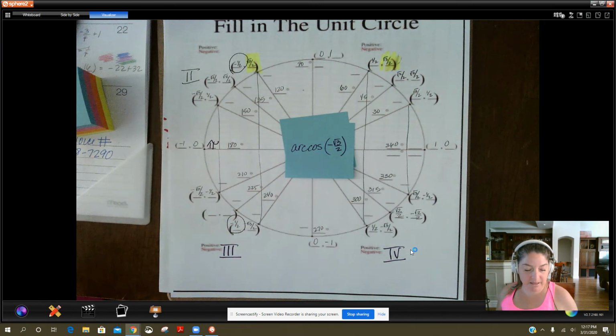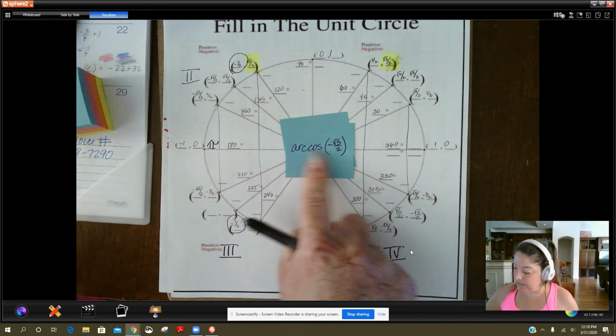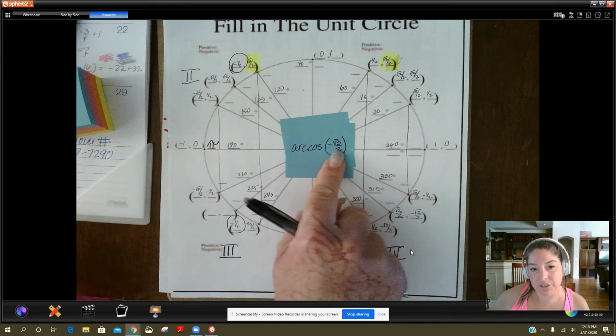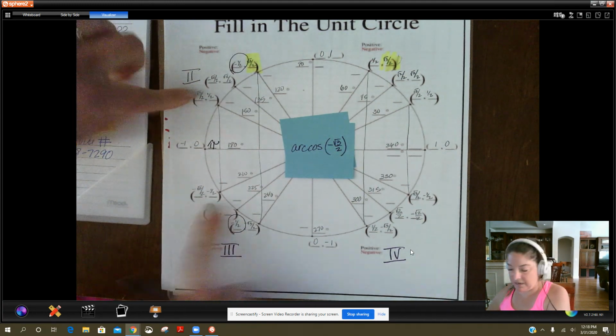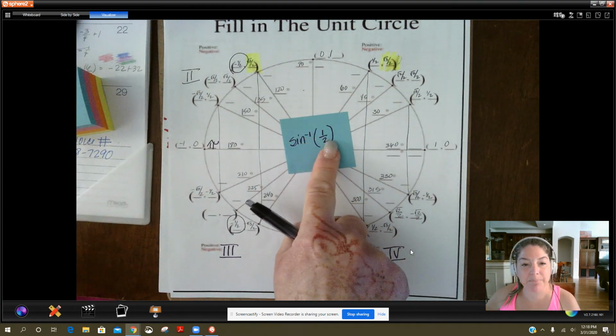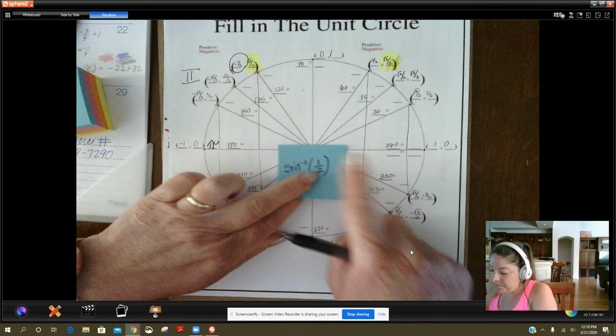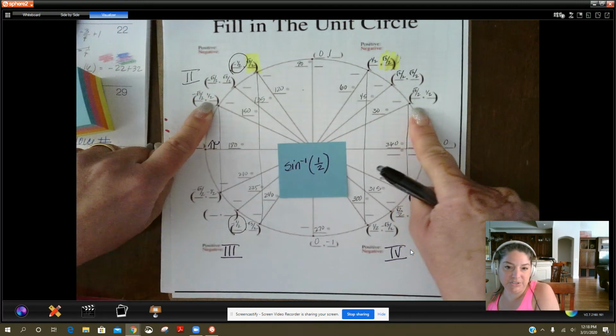All right. What about this one? When is the inverse cosine going to equal -root 3 over 2? So I want the longer side, and it's going to be one of these two angles. When is the inverse sine a +1/2? So I want my y to be the short side, and it's going to be one of these two angles.